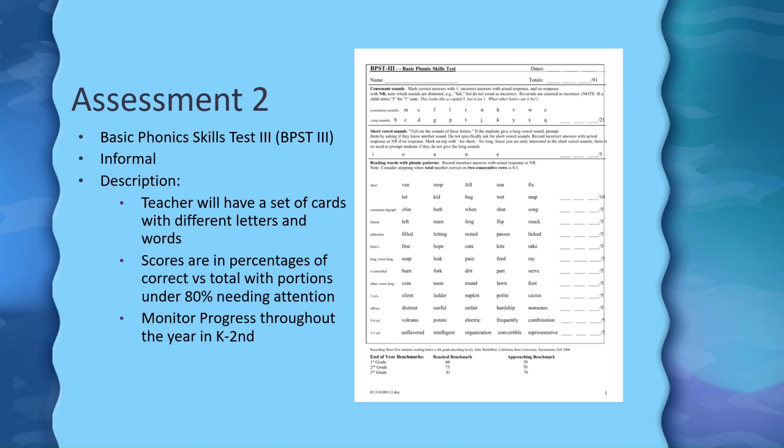So scores are in percentages of correct versus total, and then any portion that is under 80% needs to be addressed. And then this progress can be monitored throughout kindergarten and second grade. At the bottom here, you can see the benchmark for what percentage they want students to be at and correct out of all the totals. So for first grade, we have 60, in second grade 75, and in third grade 81. So they won't get it perfect the first time around, students never do, but that's a good way to know if you are on benchmark or not.